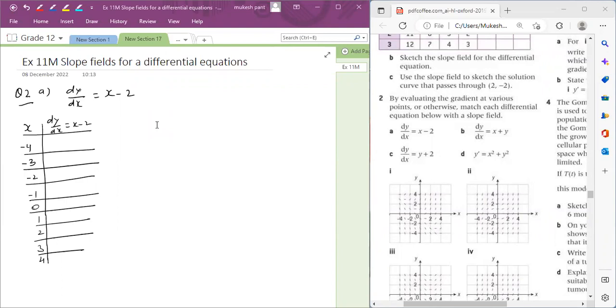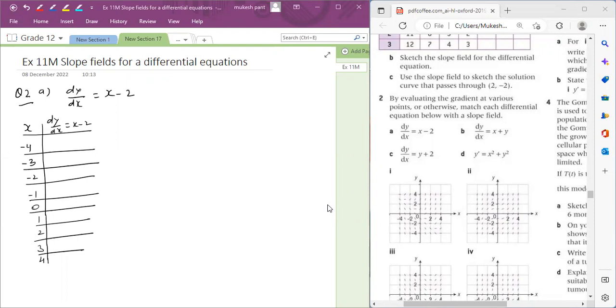So we have question number 2a. As you can read, by evaluating the gradient at various points or otherwise, match each differential equation below with the slope field. And if you see the domain for each figure, it is +4 to -4, both horizontally as well as vertically, right? So I will take the values from -4 to +4.